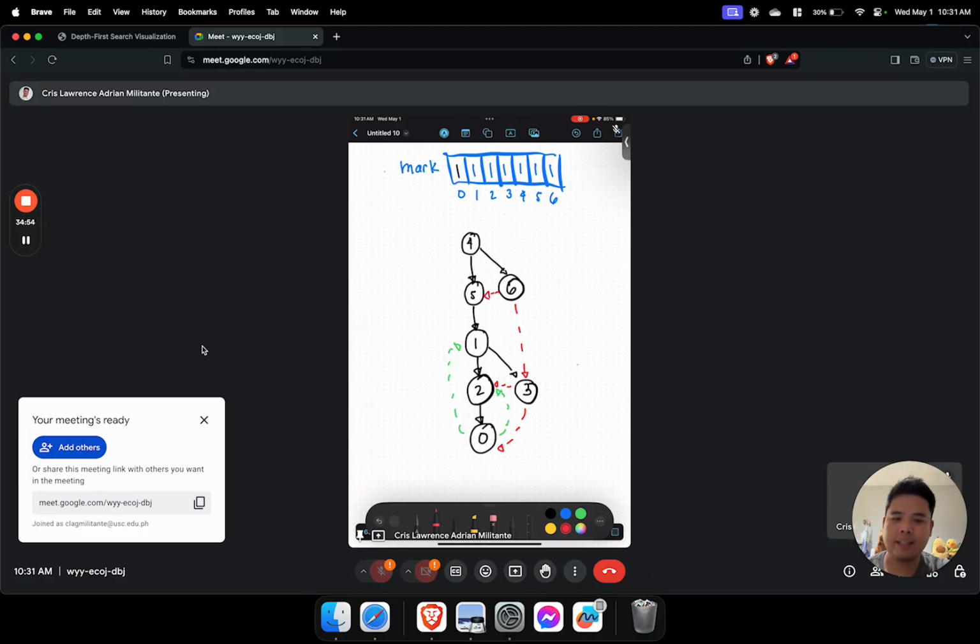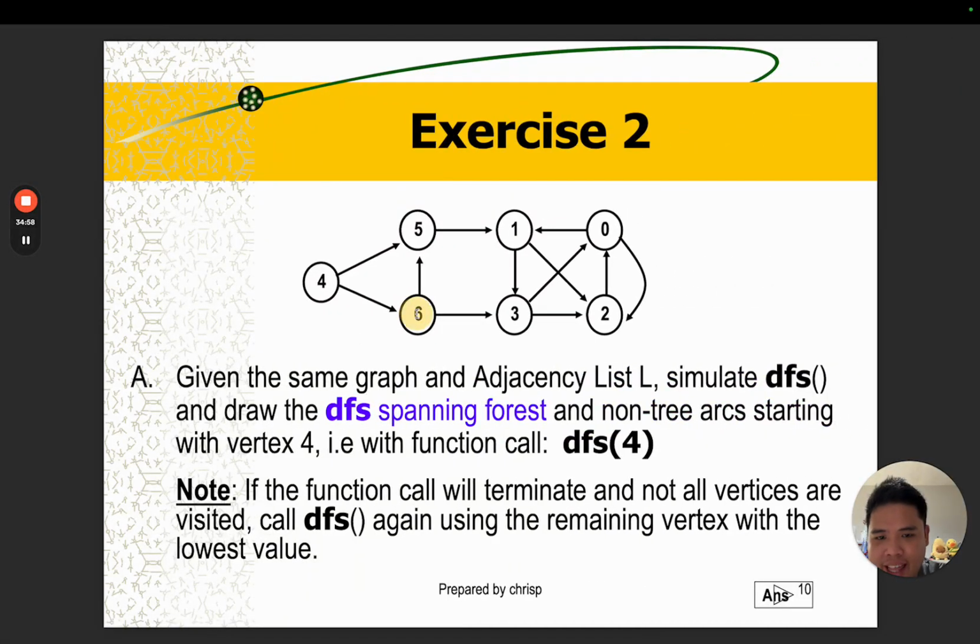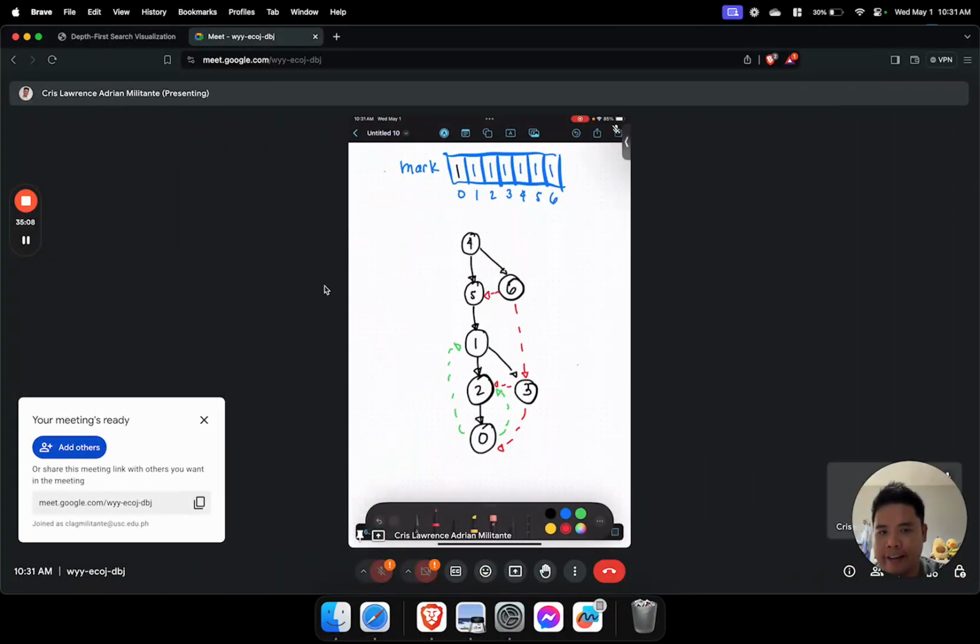Gets? I hope you guys were able to keep up. So after that, there's no more adjacent vertices to visit. I go back to 4. No more adjacent vertices to visit. I'm done. No more left to visit.